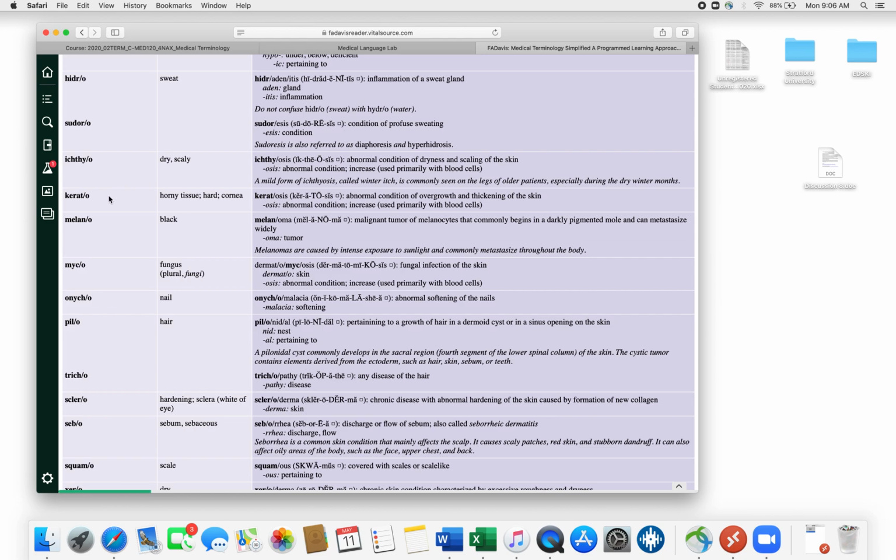Keratosis. Keratin is what makes your skin and nails strong, but too much of a good thing becomes a bad thing. And keratosis is the abnormal condition where the more upper layers of your skin start getting really hard, and usually gets followed by itching.